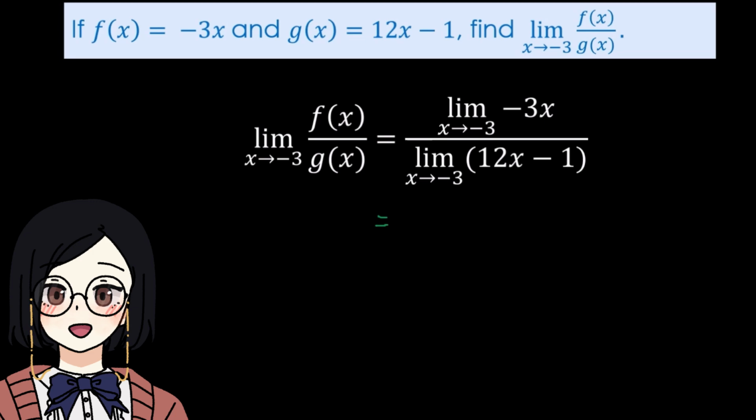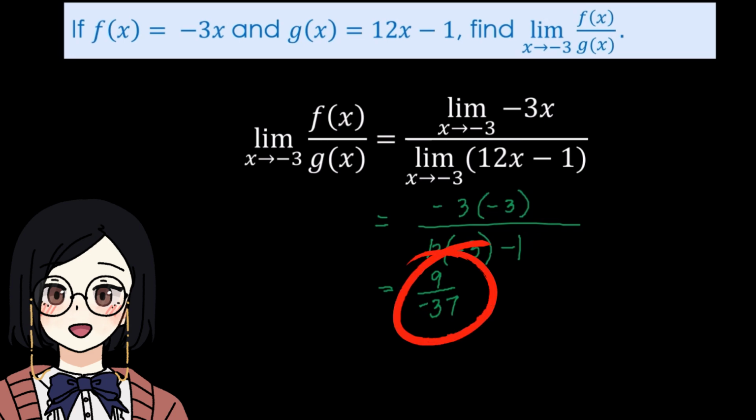Substituting negative 3 into the function, we will have negative 3 times negative 3 divided by 12 times negative 3 minus 1. Simplifying, we shall have 9 over negative 37. Therefore, the limit of f of x divided by g of x as x approaches negative 3 is negative 9 over 37.